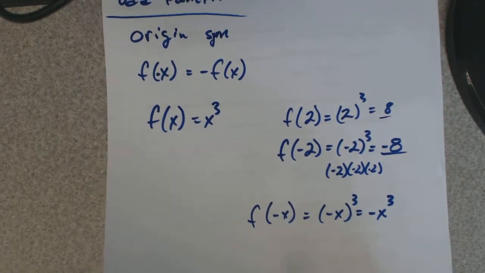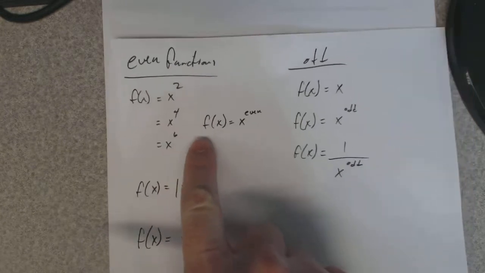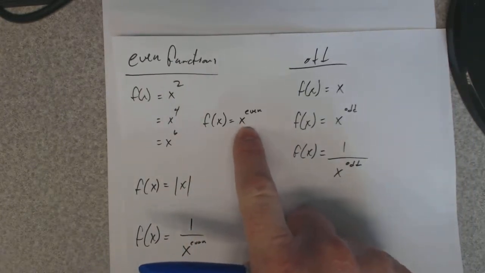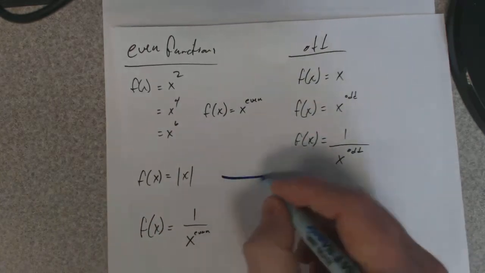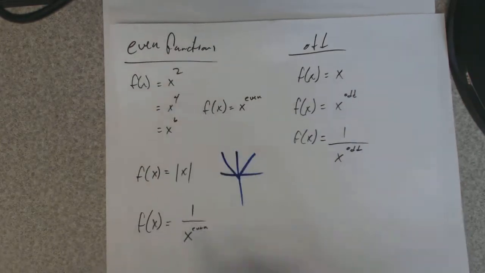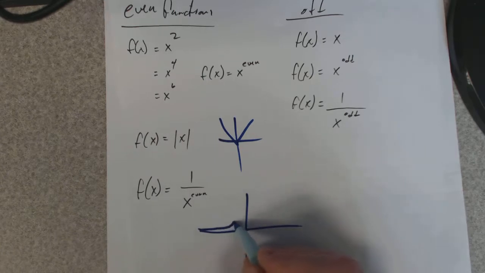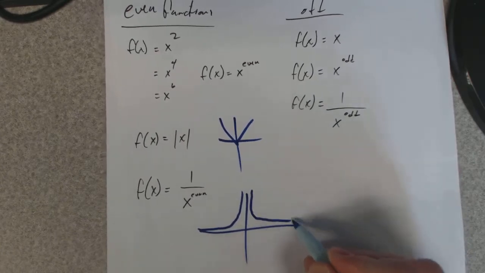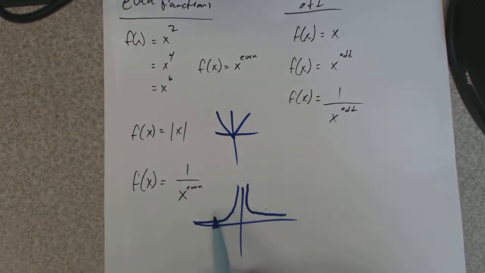So even and odd functions, any kind of function with an even power. All right, that's your common function that you start with. The absolute value, remember what that looks like? It looks like a V. So that has y-axis symmetry. That's even. 1 over x to an even power, like 1 over x squared, 1 over x to the fourth. That has y-axis symmetry.